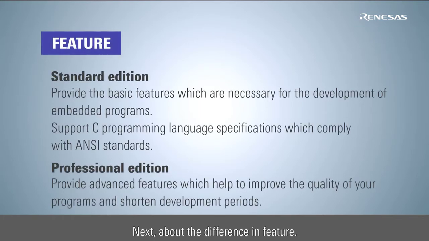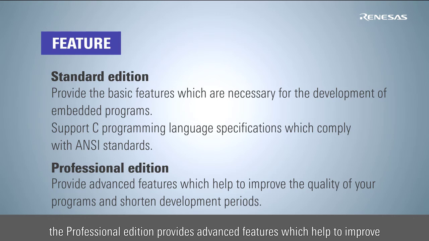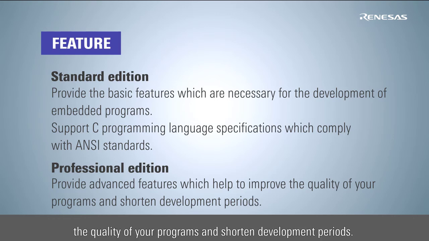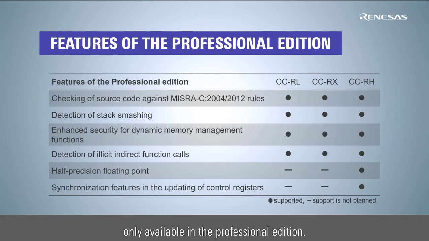Next, about the difference in feature. Standard Edition supports C programming language specifications which comply with ANSI standards. In addition to the features of the Standard Edition, the Professional Edition provides advanced features which help to improve the quality of your programs and shorten development periods. These additional features are only available in the Professional Edition. Note that it depends on the compiler you are using.